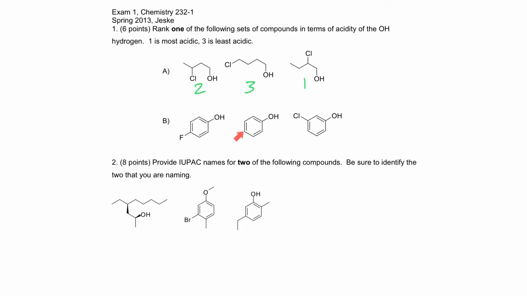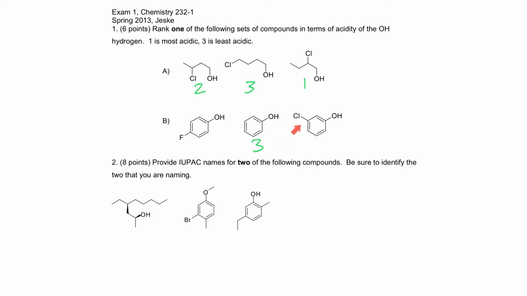For set B, we have a bunch of phenols that have some substitution or not substitution, and we have groups that are halogens in the meta and para position, and we have just phenol by itself. So we can assume that the phenol by itself is going to be less acidic than the two compounds that have some electron withdrawing groups attached.